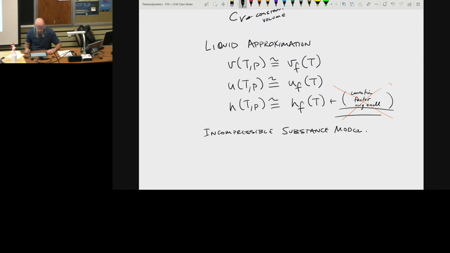The incompressible substance model only works for incompressible substances. And so the incompressible substances that we're going to be talking about are liquids and solids. Yes, solids is easy. Solids are incompressible. But liquids, their bulk modulus is in the gigapascals. You need to put something in the gigapascal range to see a change in volume. And so they're basically incompressible.